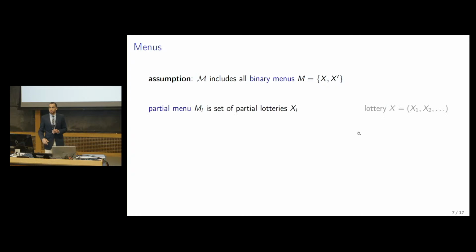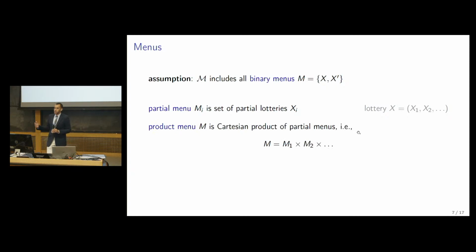To formalize that, I'm going to introduce the idea of a partial menu. A partial menu mi is a set of partial lotteries xi. Again, xi is just one coordinate of this random vector x. And a product menu is just the Cartesian product of partial menus. Now, the important thing about a product menu is that what I choose in dimension i does not affect what is feasible in dimension j.